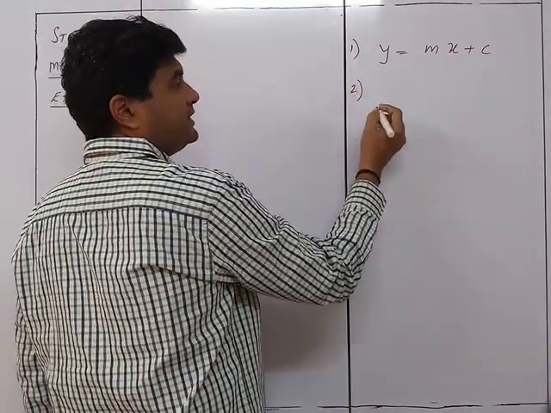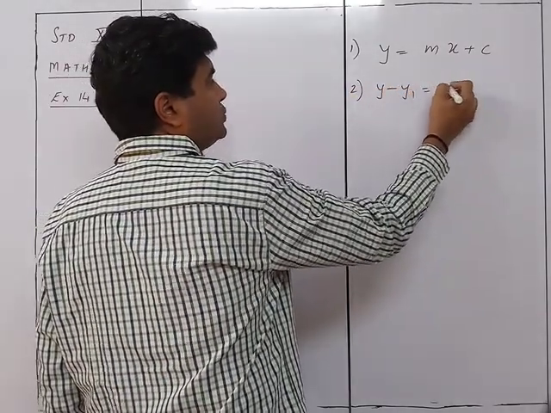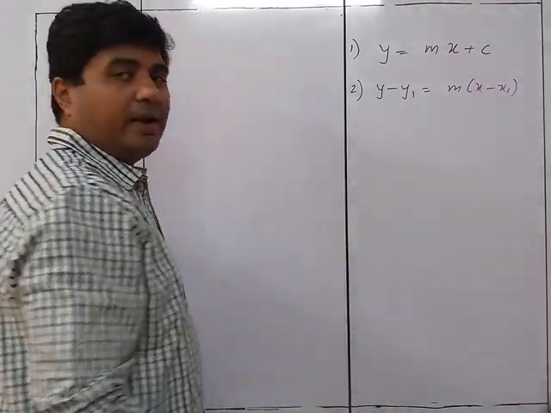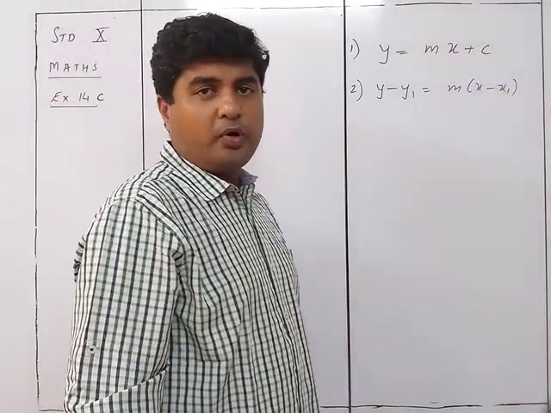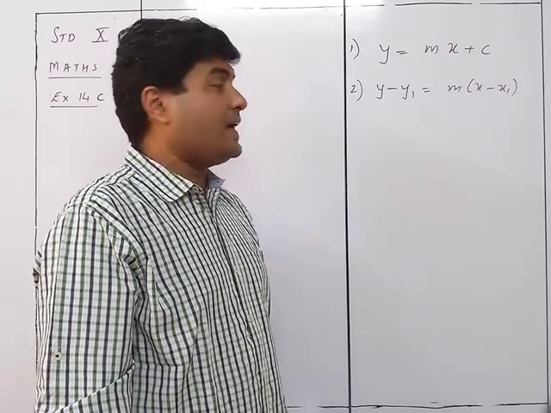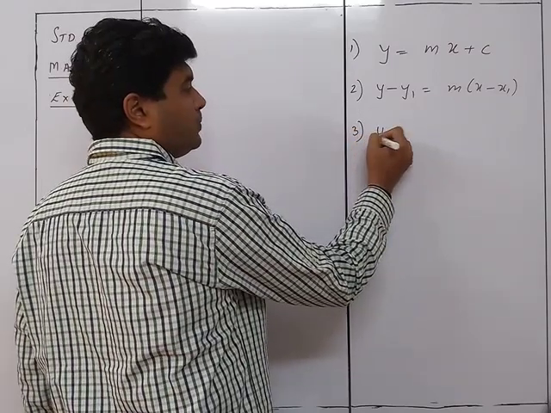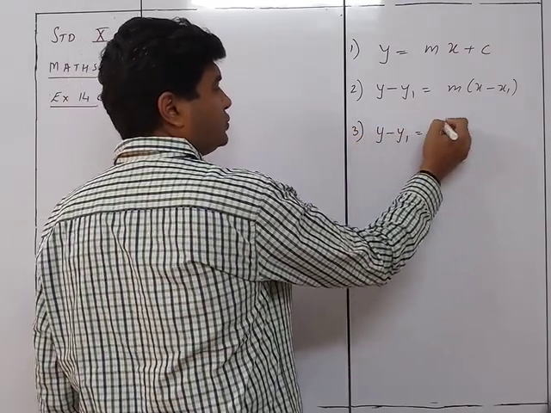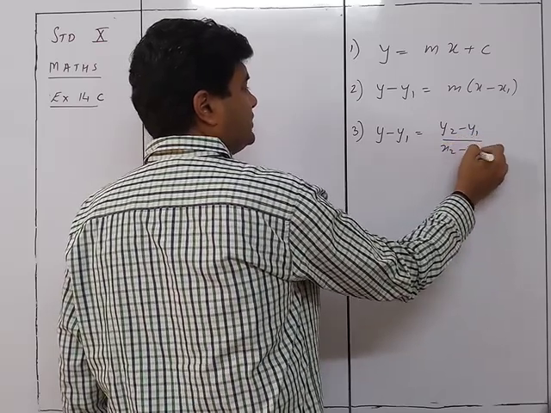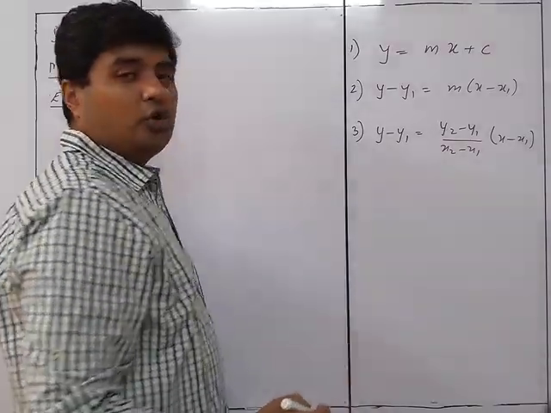The second one is the point slope method, which is y - y1 = m(x - x1). This is the method where I know the point through which the line is passing, and I know the slope of the line. I can use this particular formula. And the third one is the two-point method, that is y - y1 = (y2 - y1)/(x2 - x1) into (x - x1). This is the formula for the two-point method.